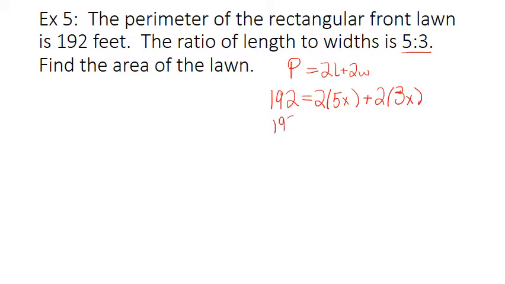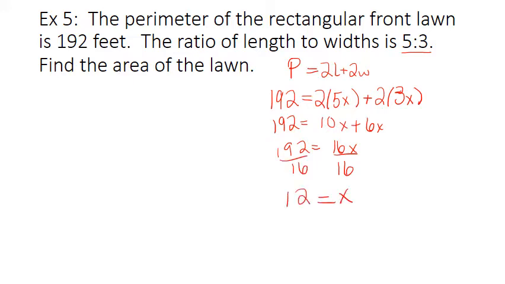So 192 is equal to 10x plus 6x. So 192 is equal to 16x. Divide both sides by 16. X will be equal to 12.